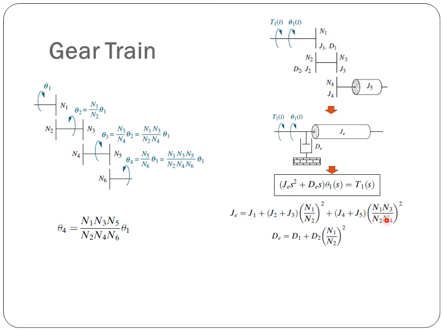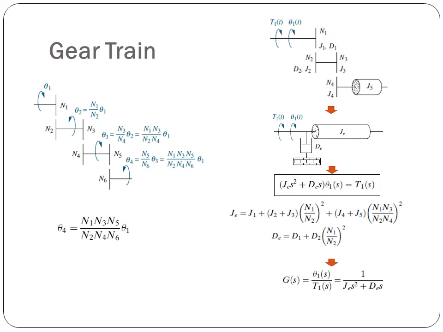So this is how we transfer J4 and J5 to the area of theta 1, and then we can write the equivalent inertia JE, which is the summation of all these 3 components. Similarly, you can transfer D2 from here to here by multiplying n1 by n2 whole square, and there is no other D here, so that's all. I hope you understand this principle now, how to transfer impedance from one side of the gear to the other side.